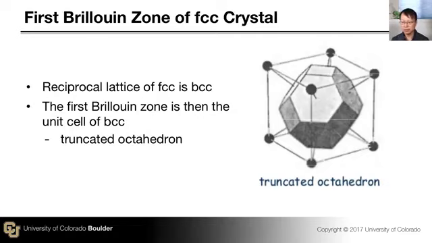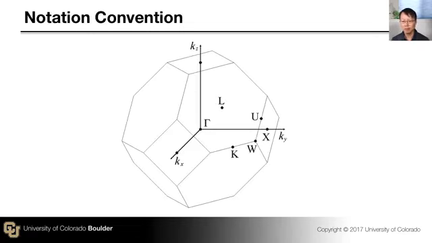And the unit cell of a body-centered cubic lattice is shown in this diagram here, and it is a truncated octahedron. Now, there's some notation convention that we need to know to read these energy band diagrams. Here is the unit cell of the BCC crystal. So this is the first Brillouin zone of the FCC based crystals like diamond and zinc blende crystals.